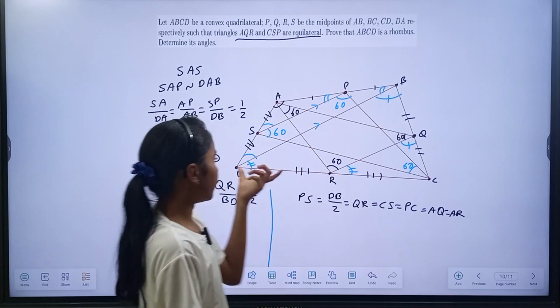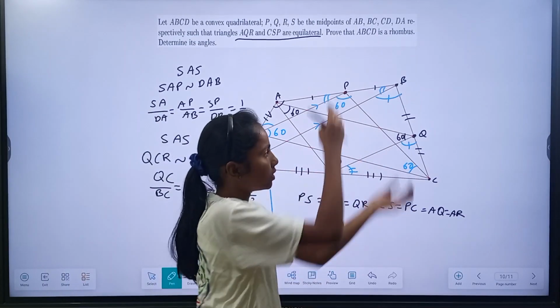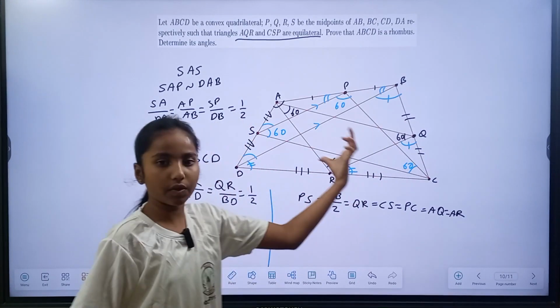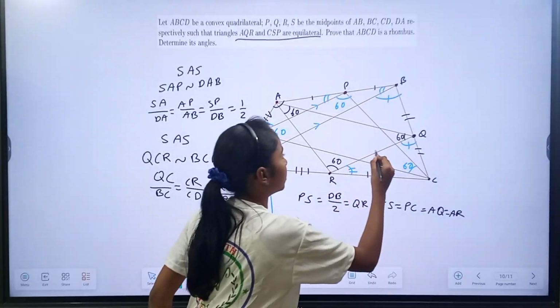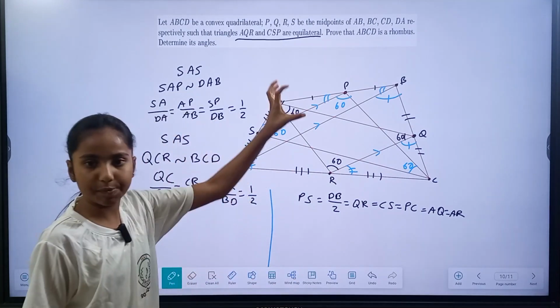So if CD is the transverse line, we have these angles both equal. If CB is the transverse line, these both are equal. So we can say that QR is also parallel to BC, and these are also parallel. Now we'll indicate the angles by these parallel lines.